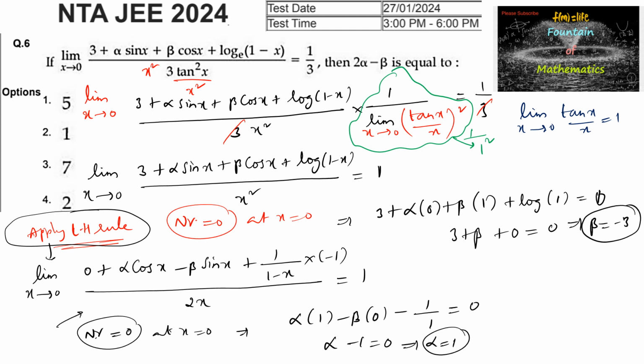So we got the value of alpha is 1 and beta is minus 3. And now to find 2 alpha minus beta, that is 2 into 1 minus of minus 3, which is equal to 2 plus 3, which is 5. So the answer is 5, option 1.